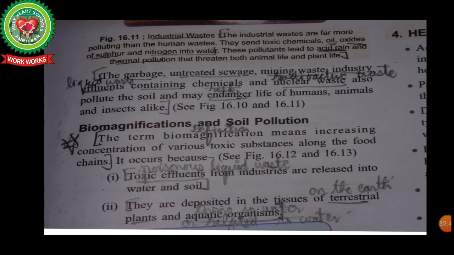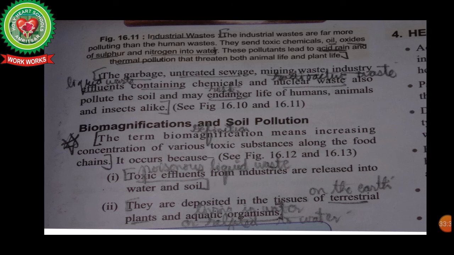Now in figure 16.11, industrial waste. The industrial wastes are far more polluting than the human waste. They send toxic chemicals, oil, oxides of sulfur and nitrogen into water. These pollutants lead to acid rain and thermal pollution that threaten both animal life and plant life. The garbage, untreated sewage, mining waste, industry effluents, that is liquid waste containing chemicals, and nuclear waste, that is radioactive waste, also pollute the soil and may endanger, that is risk, life of humans, animals and insects alike. As you can see in your figure 16.10 and 16.11, which we have discussed right now.